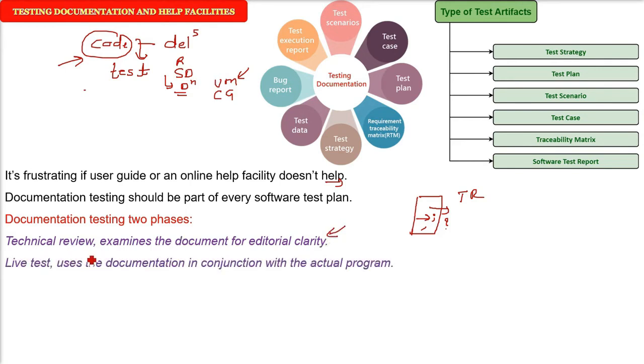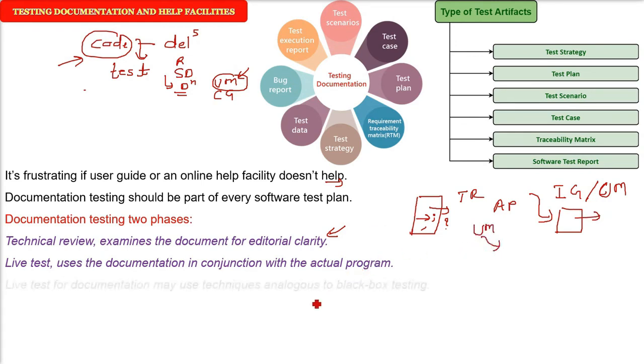And the live test, that means using the documentation in conjunction, with the help of the actual program. For example, you created an installation guide or you created a user manual. Now we will start with the installation guide and try to install the software. Or with the user manual, we will try to do a certain activity or achieve a certain functionality. But if you are stuck somewhere and this user manual is not helping, that means testing is the main criterion to find these errors. For this, you have to do testing.